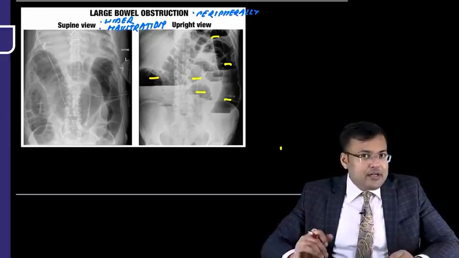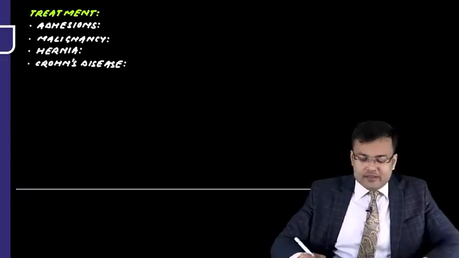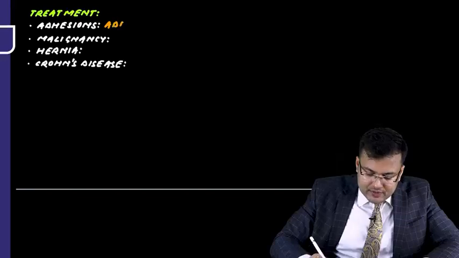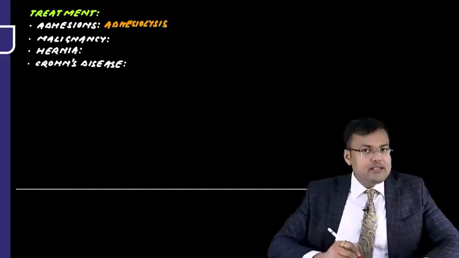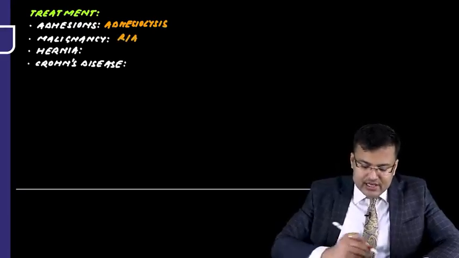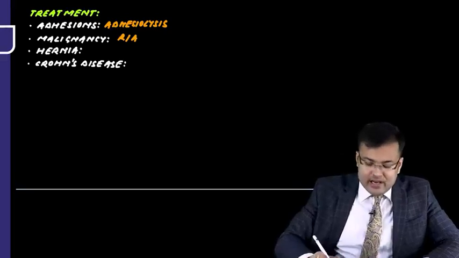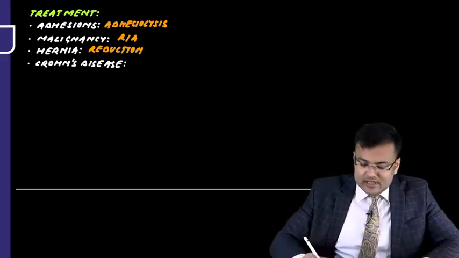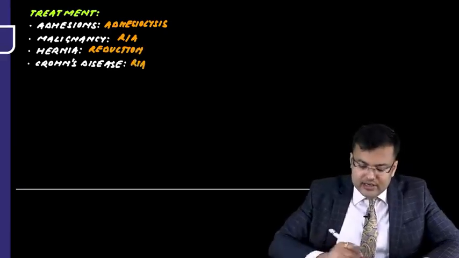Now the treatment depends on the cause. In cases of adhesions, we go for adhesiolysis. If the patient is having malignancy, we go for resection and anastomosis. If the patient is having hernia, we go for reduction. And for Crohn's disease, again, what do we go for? Resection and anastomosis.